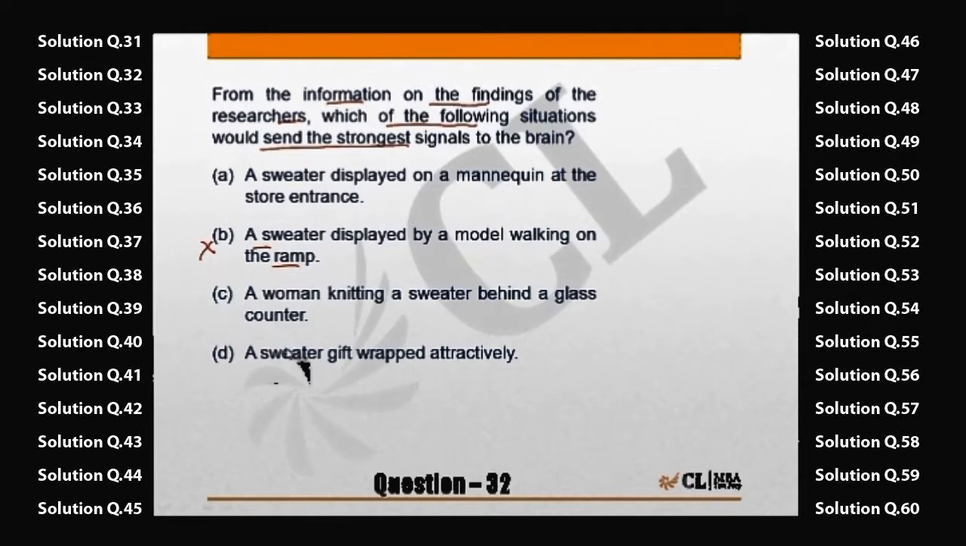So choice B cannot be the right answer. Choice C, a woman knitting a sweater behind a glass counter. Not really. There is no decision to purchase because the product is not there. So C cannot be the answer.